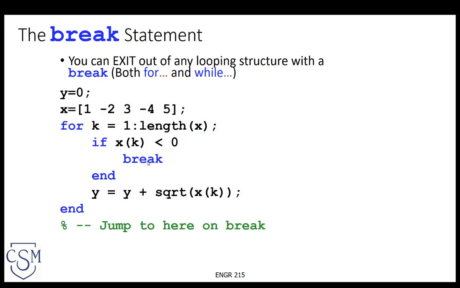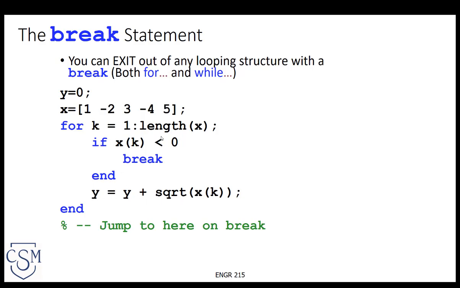And what the break will do, it will exit out of the loop. So it'll jump all the way to the end of the loop. So it won't execute anymore. So this is actually a nice sort of safeguard, because you see here, I said x of k. So k would start at 1 and go to the length of x, which in this case is 1, 2, 3, 4, 5.